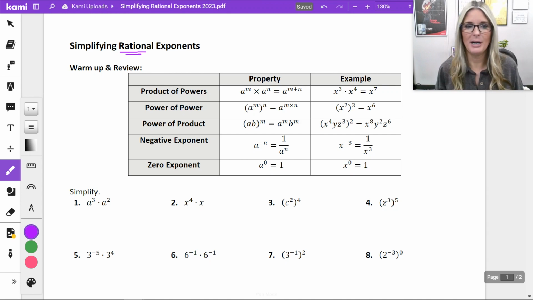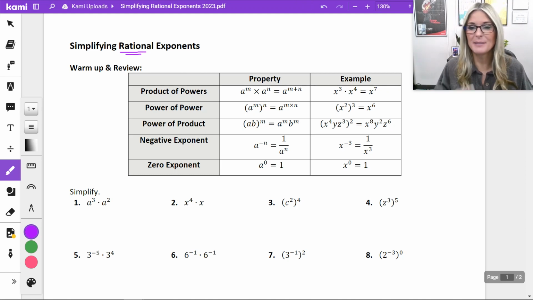So let's put that into practice. Again, we're still just reviewing those basic exponent rules. I haven't even got to the new stuff yet. Number one, a cubed times a squared. Very similar to the example that we talked about in the table. I would have a times a times a times a times a to represent all those exponents there. I can see that I would just add those exponents. 3 plus 2 equals a to the fifth.